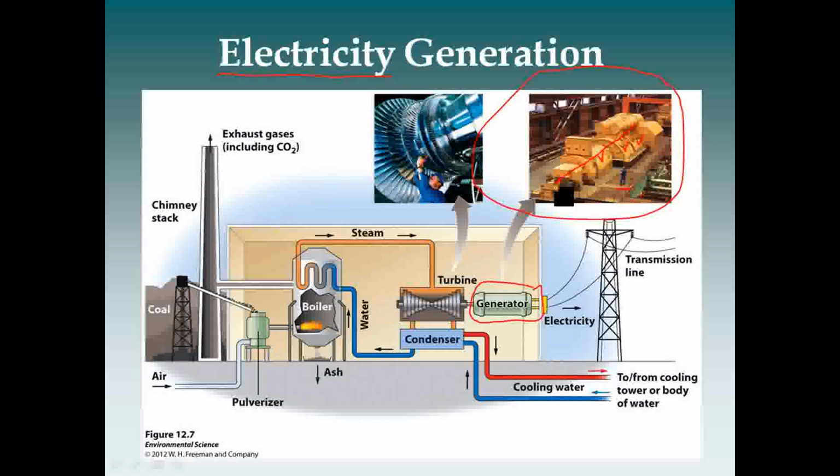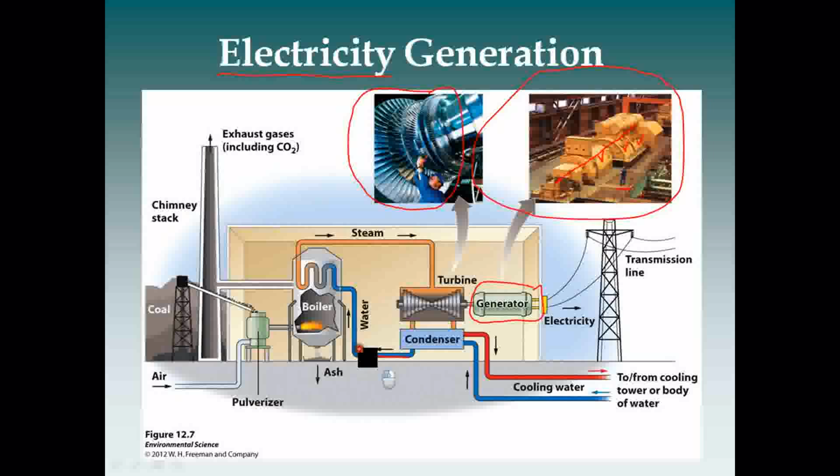Now, how do we get that axle, that ball of wire, to spin so fast? Well, that's where the turbine comes in. This is the fan blade thing, and we could blow on it really hard and try to make it spin that way, but what we've learned to do is boil water to make steam.